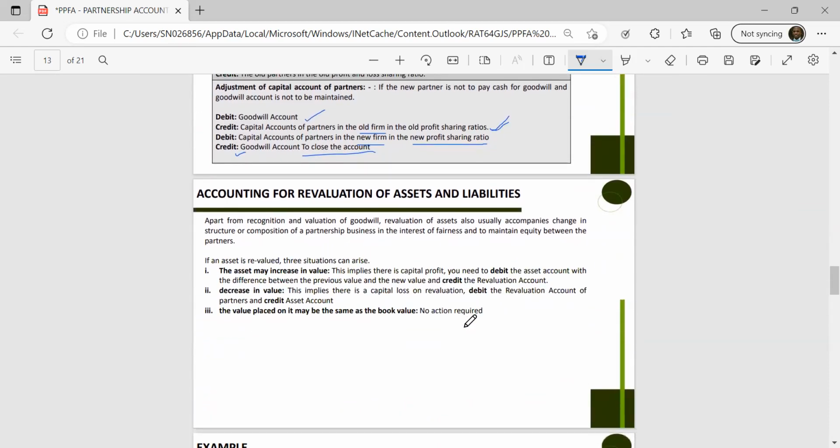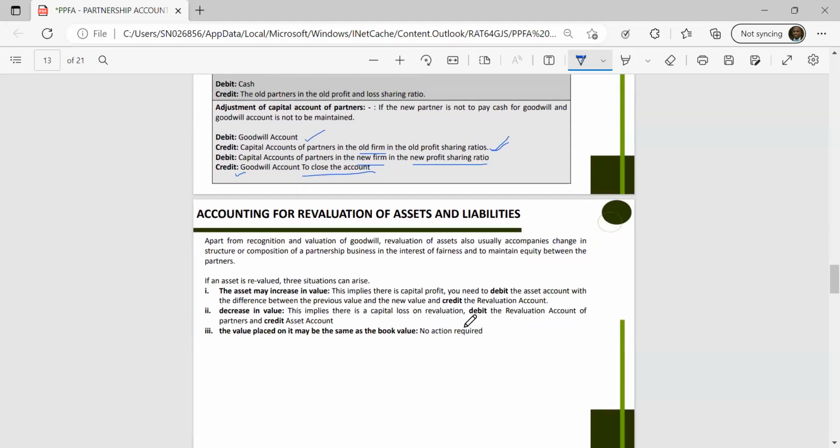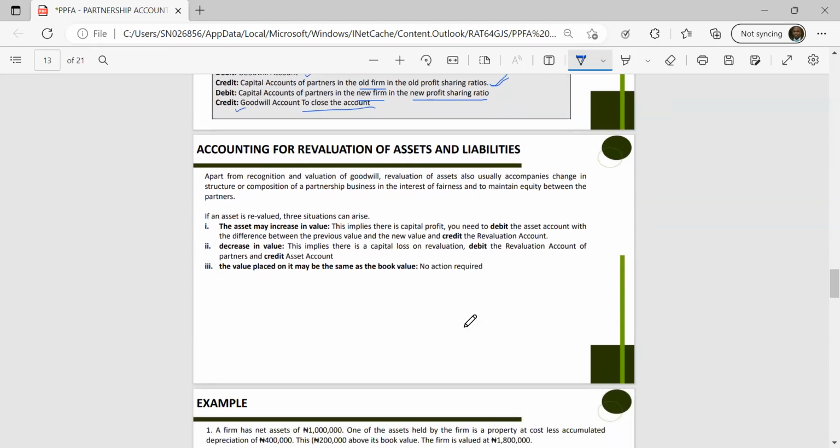So the other part is accounting for revaluation of assets. This usually occurs where a partner wants to go or a new one wants to join. Before you join, let's look at the value of the assets that we currently have in our books. Are they undervalued? You know, in accounting, we keep our records as what?